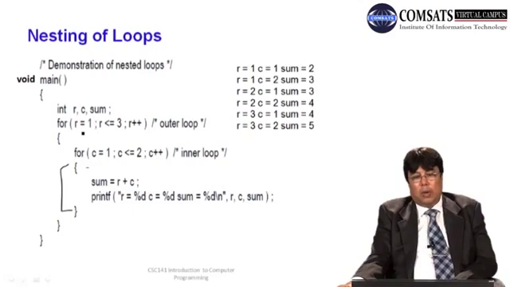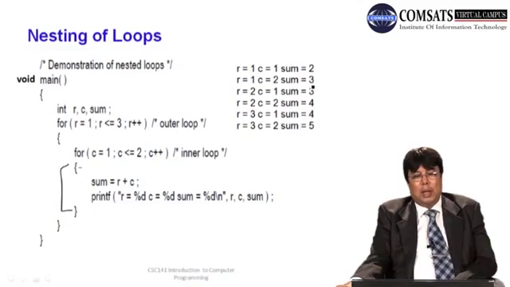The outer loop has R as 1, and the inner loop will execute 2 times. So you will have the output here. This printf function will say R is equal to 1, C is equal to 1, sum is equal to 2. Then another value of C, because this loop will execute 2 times. R will remain the same because you have not gone up. So R is 1, value of C is 2, sum is 3.